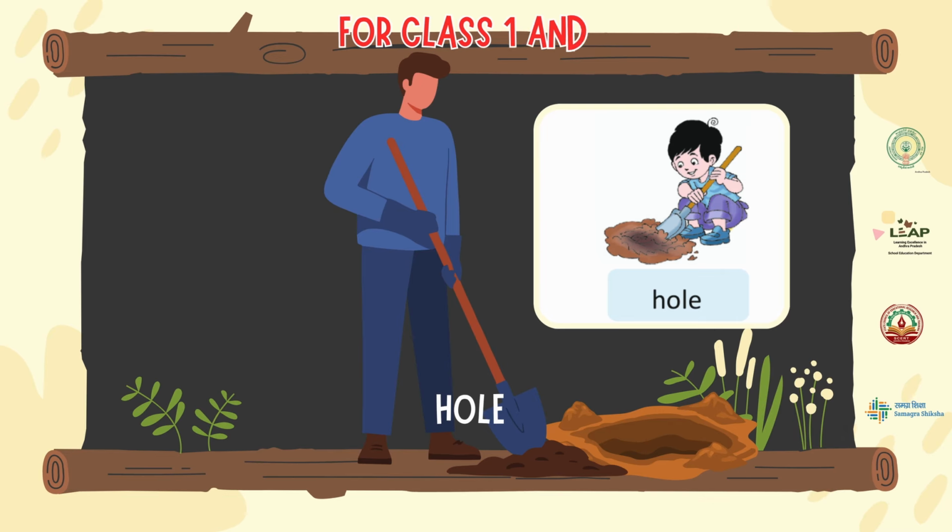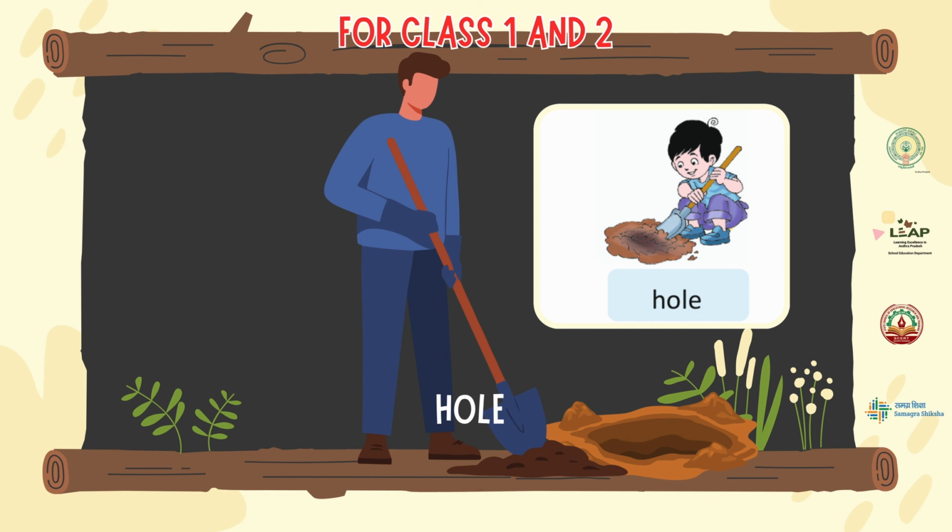Next word is hole. To sow a seed, we need to make a small hole in the soil. A hole is an empty space or opening. Let's imagine we are farmers. Take your finger and make a small hole in the air. Now say, I made a hole to plant a seed. Once again, I made a hole to plant a seed.